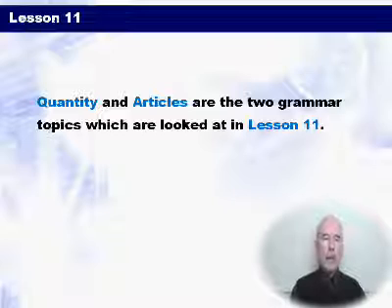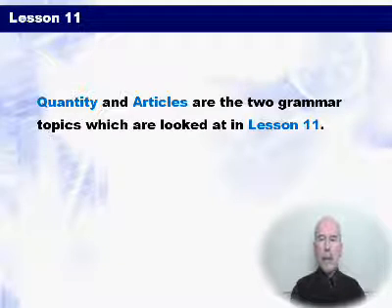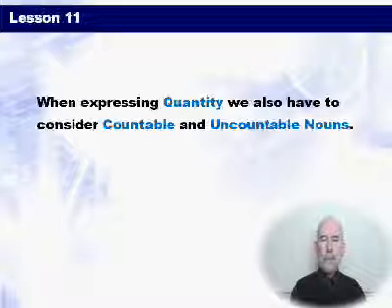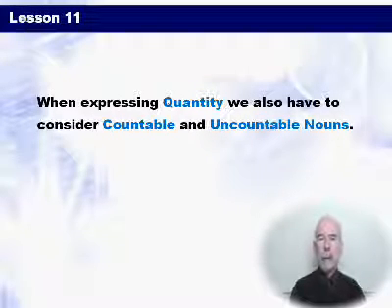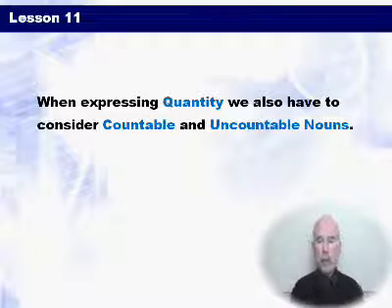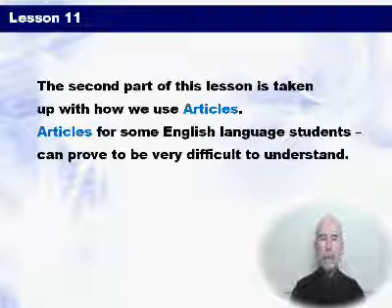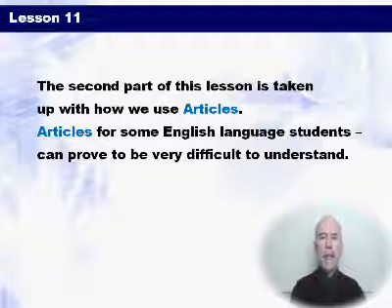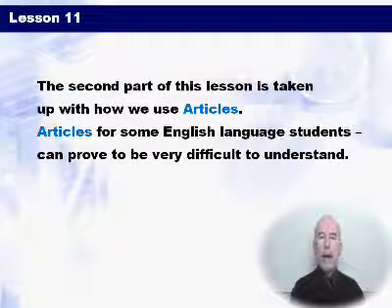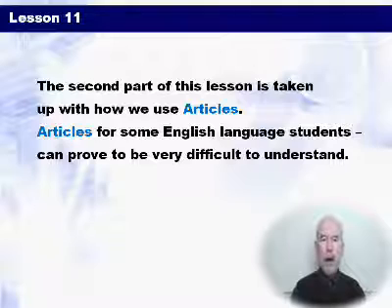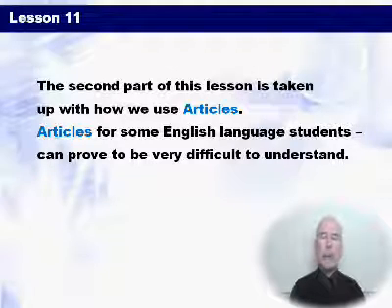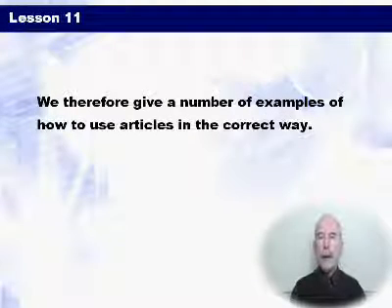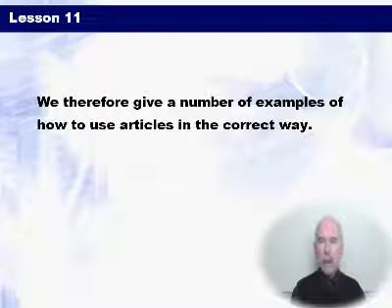Lesson 11, we've got quantity and articles. They're the two grammar topics which we look at in this lesson, just quantity and articles. When expressing quantity, we also have to consider countable, 1, 2, 3, 4, and uncountable nouns. The second part of this lesson is taken up solely with how we use articles. Now, articles for some English language students can prove to be very difficult to understand. We therefore give a number of examples of how to use articles in the correct way.